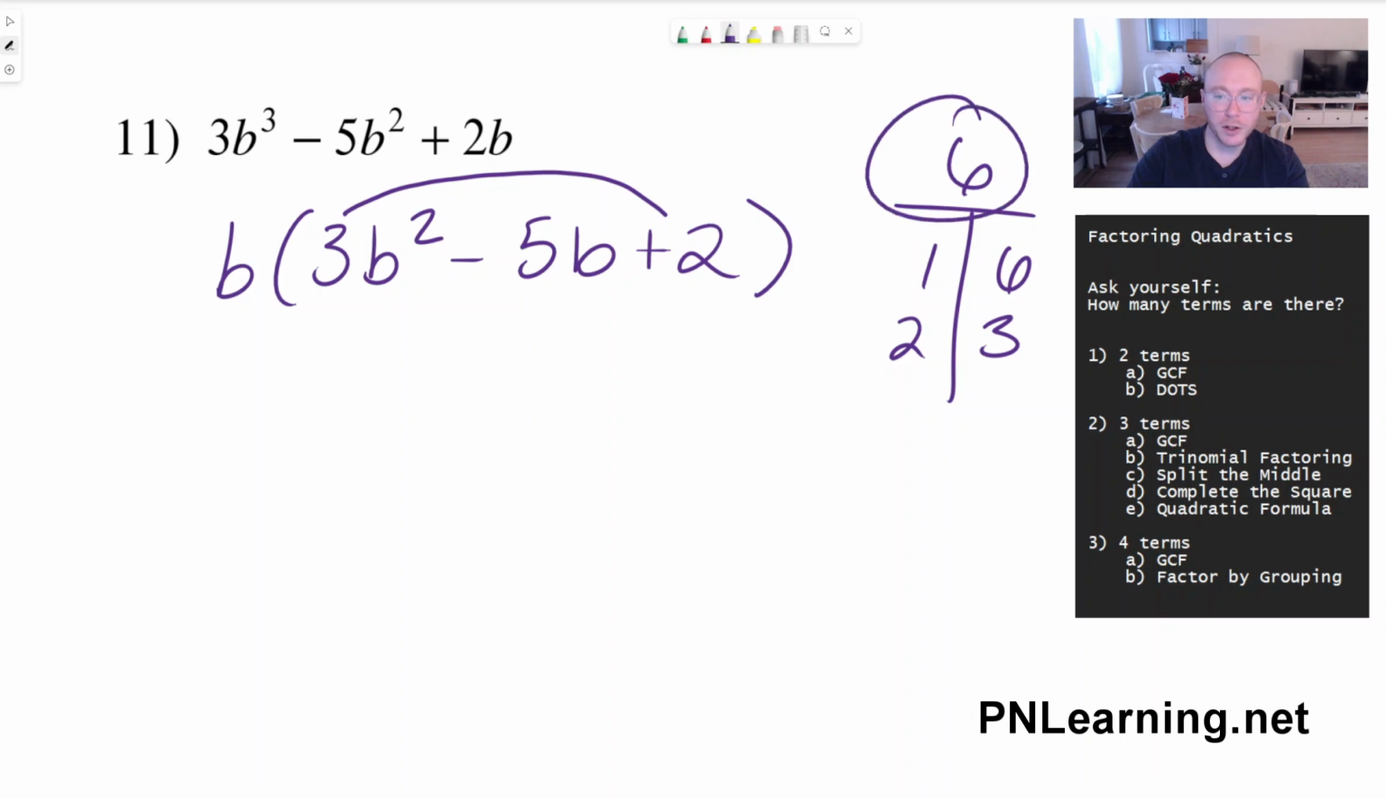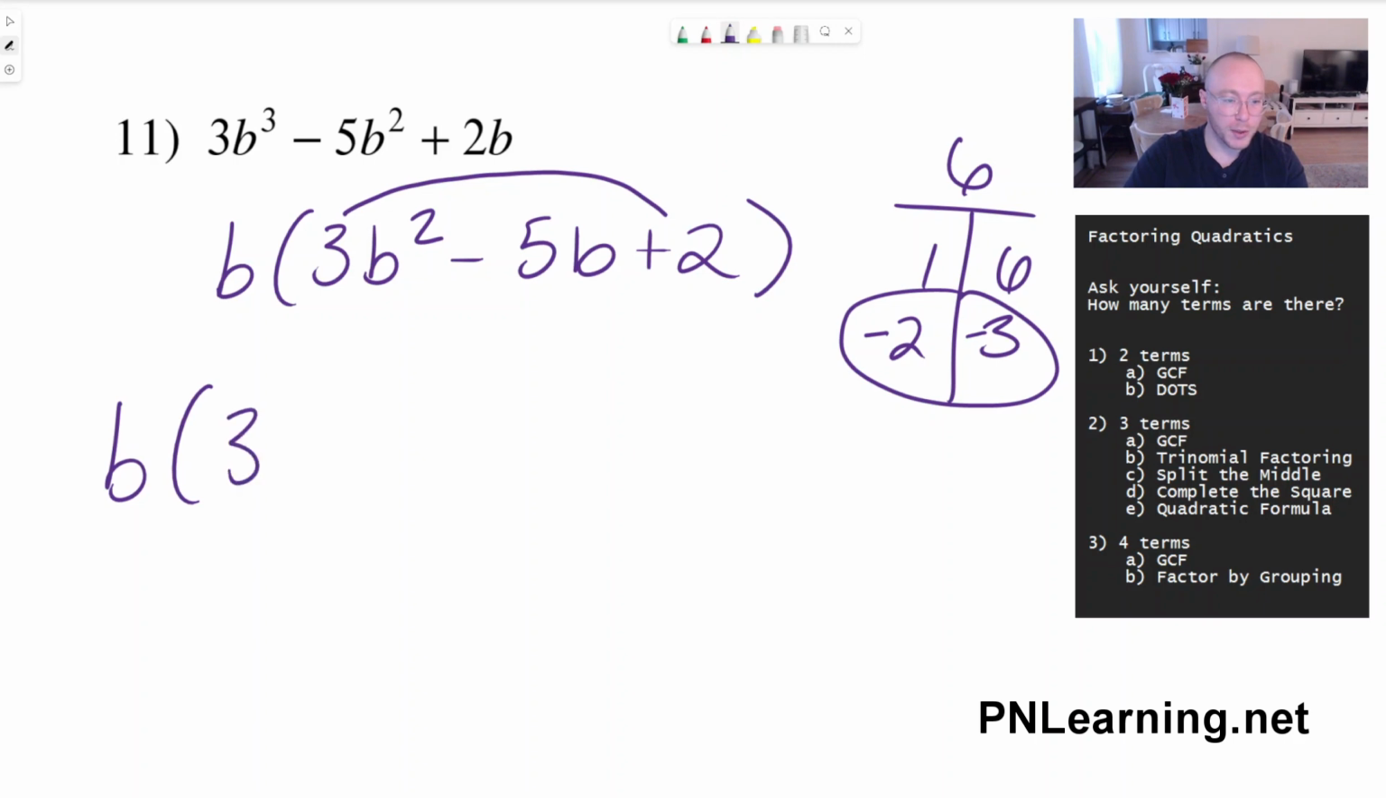And since it's a positive 6, we want our numbers to add up to a 5, not have a difference of 5. So 2 and 3 are going to work. Since it's a negative 5 we want to add up to, make both 2 and 3 negative, and that'll work. We'll have negative 2 times negative 3, which is positive 6, and they'll still add up to negative 5. So now we're going to bring down the b.